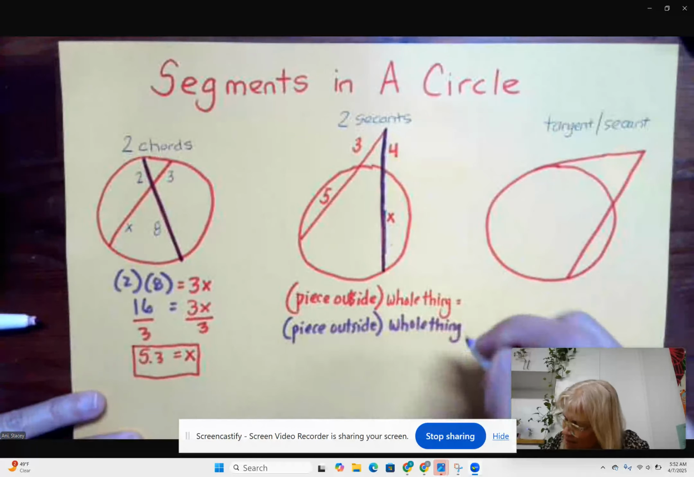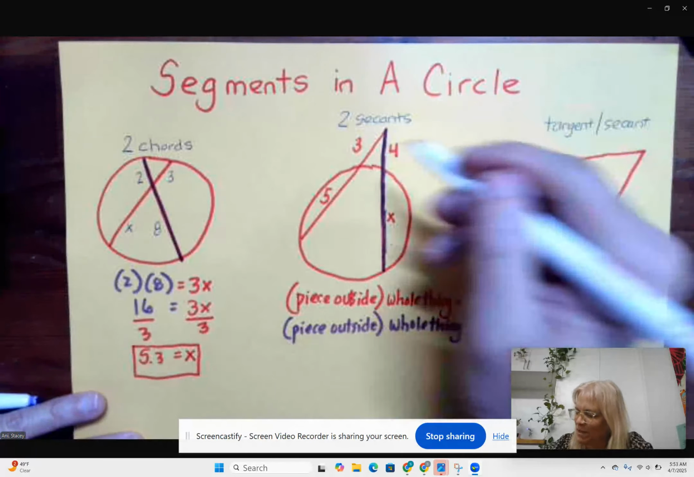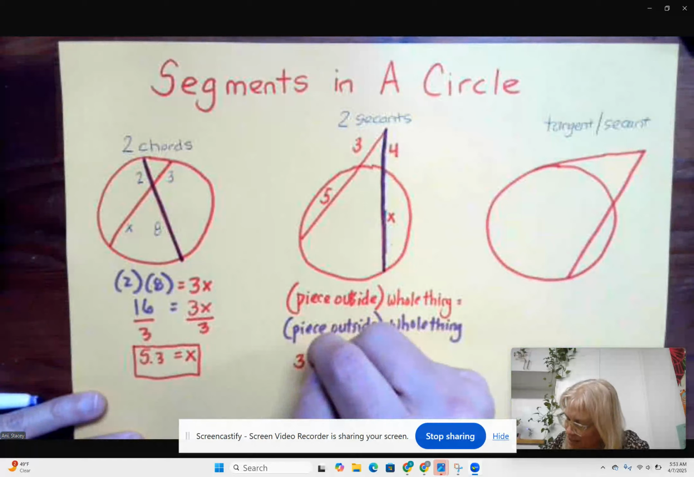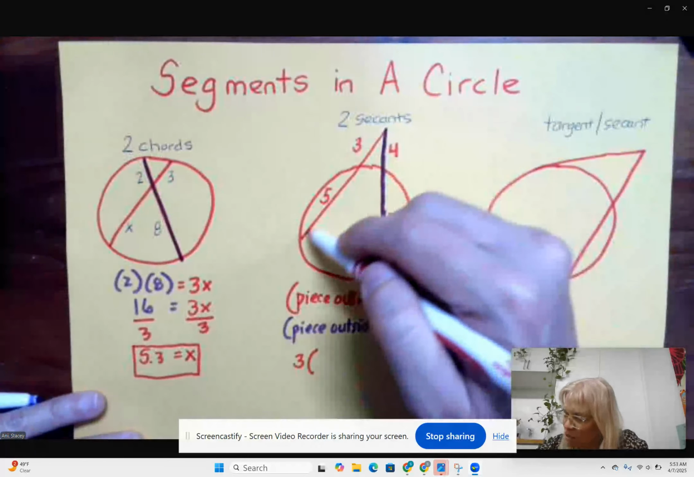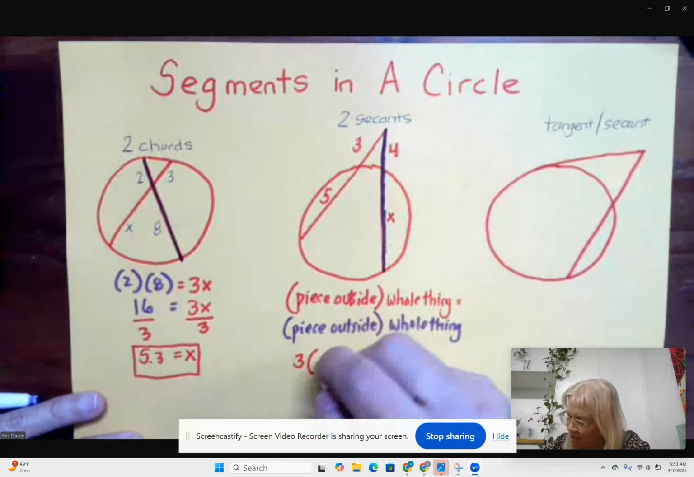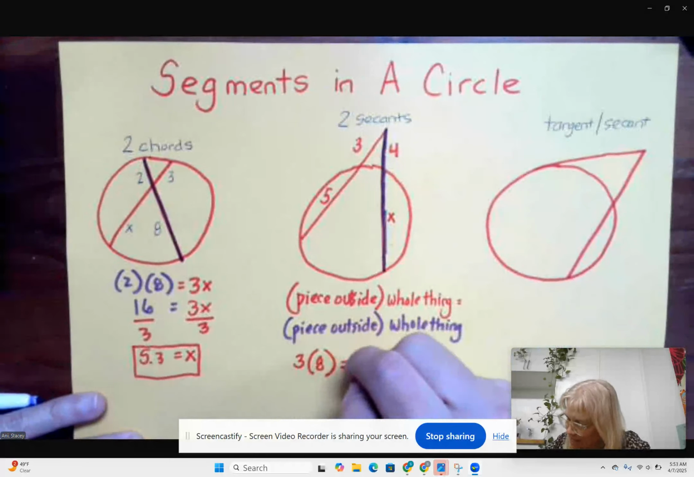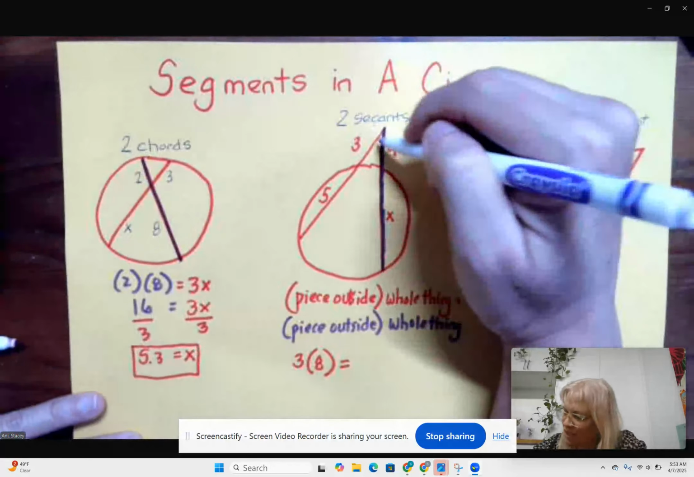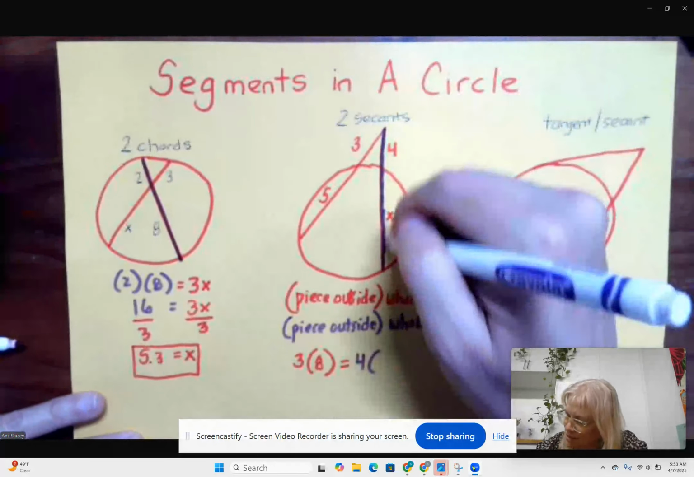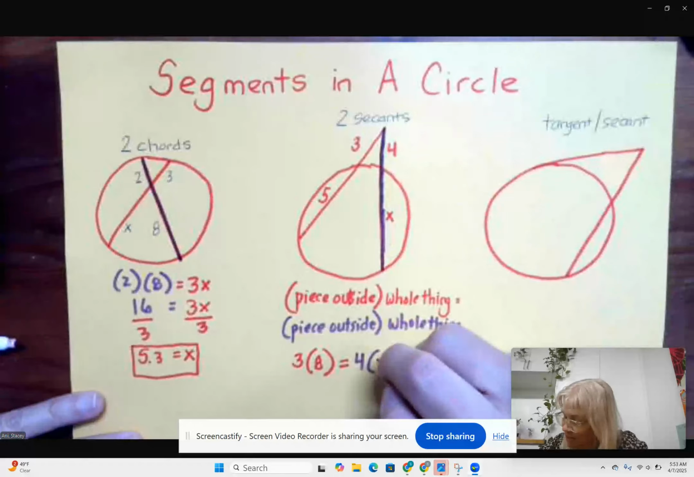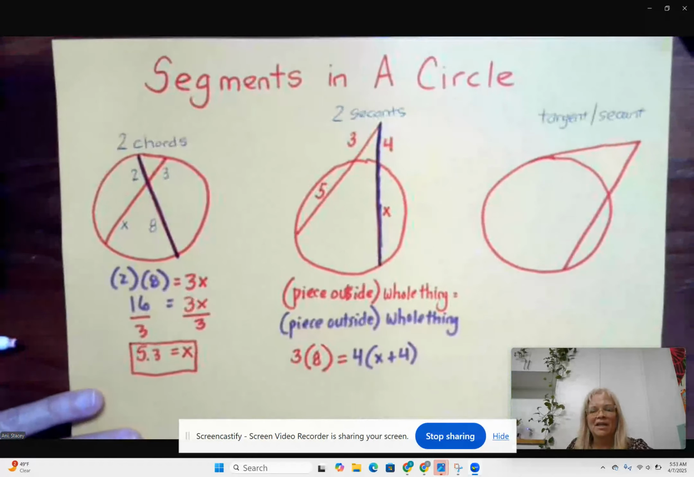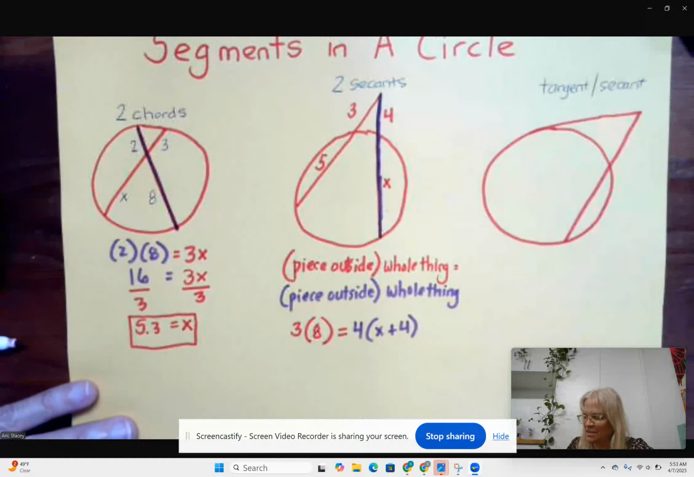So what I mean by that is, for the red one, your piece outside is 3, right? So 3 times, what is the whole thing? Well, the whole thing would be 8, right? 3 plus 5. And that's equal to, over here, you've got the piece outside times the whole thing, which, careful here, would be x plus 4. Okay? And now you've got to do some algebra.